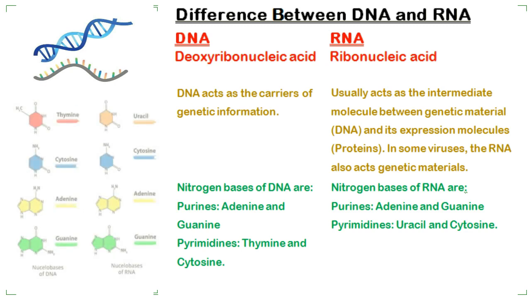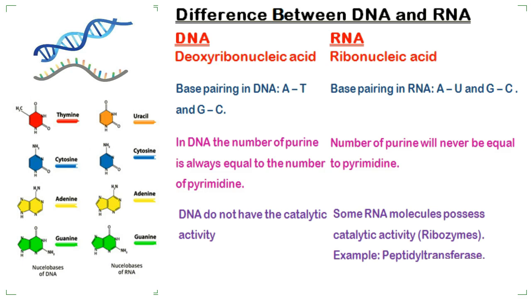Nitrogen bases of DNA are adenine, guanine, thymine and cytosine, while nitrogen bases of RNA are adenine, guanine, uracil and cytosine. Base pairing in DNA is adenine-thymine and guanine-cytosine, while base pairing in RNA is adenine-uracil and guanine-cytosine. In DNA, the number of purines is always equal to the number of pyrimidines, while in case of RNA, number of purines will never be equal to pyrimidines.